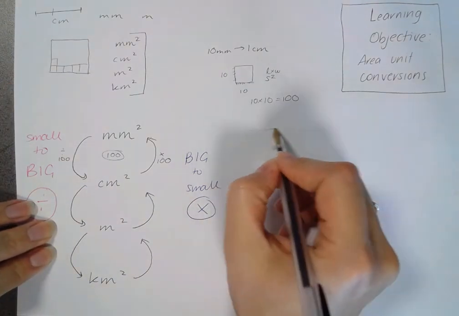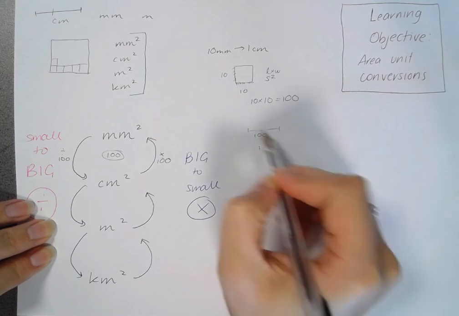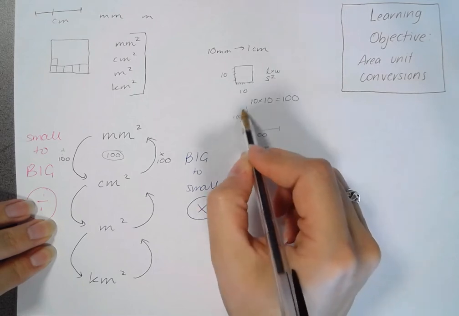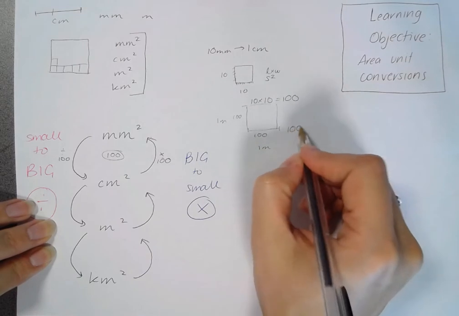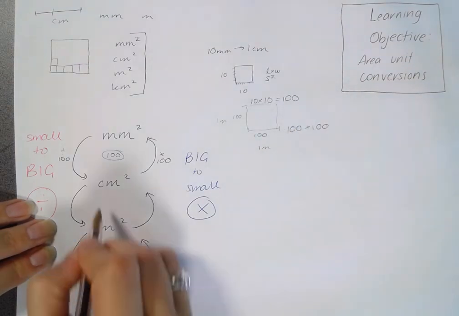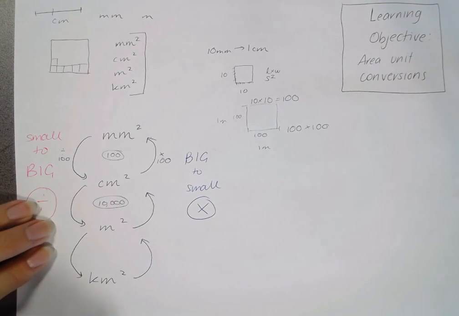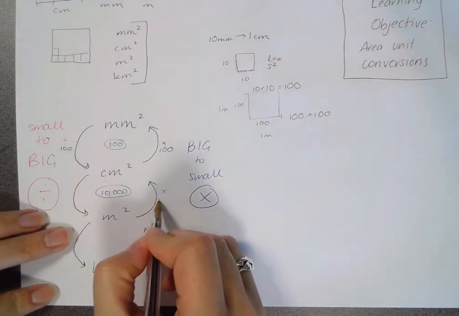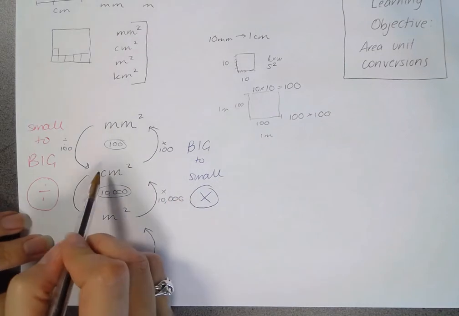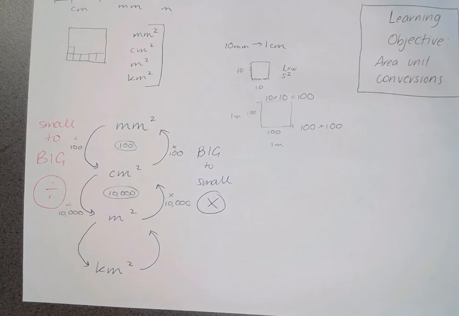If we have 100 centimeters in 1 meter, and we have another 100 this way for a squared meter, then 100 times 100 gives us 10,000. So this time our number is 10,000. So to go from squared meters to squared centimeters, we times by 10,000. To go from squared centimeters to squared meters, we divide by 10,000. You can see these numbers are getting huge.